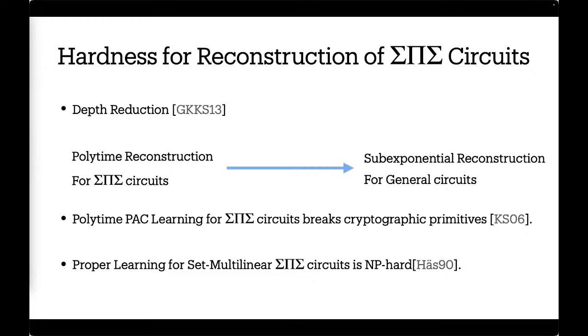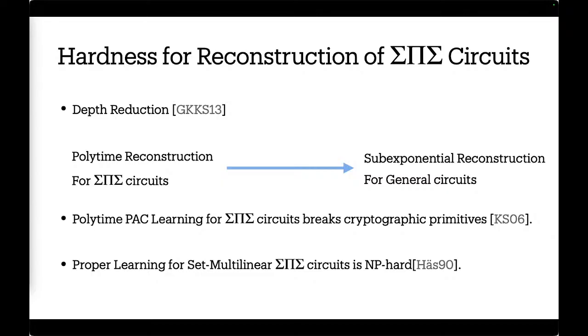So, it's probably going to be hard. A close problem to reconstruction is PAC learning. If you can give a polytime PAC learning algorithm for depth 3 circuits, it starts breaking cryptographic primitives. So again, that's possibly something that's very hard. And as we just discussed, proper learning for set-multilinear depth 3 circuits is tensor decomposition, and Johan Håstad showed that tensor decomposition is NP-hard. So this is also probably hard. So, depth 3 circuits is hard.